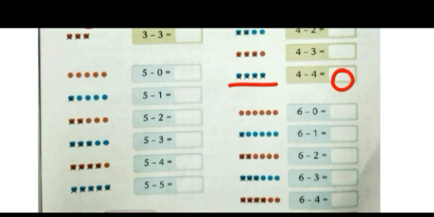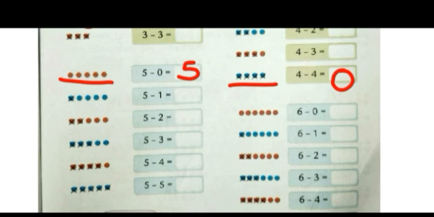First one. 5 dots are there. Red dots. Now from that, how many we have to cut? 0. See? Nothing. That means we don't have to cross any dots. So how many will be remaining? 5.